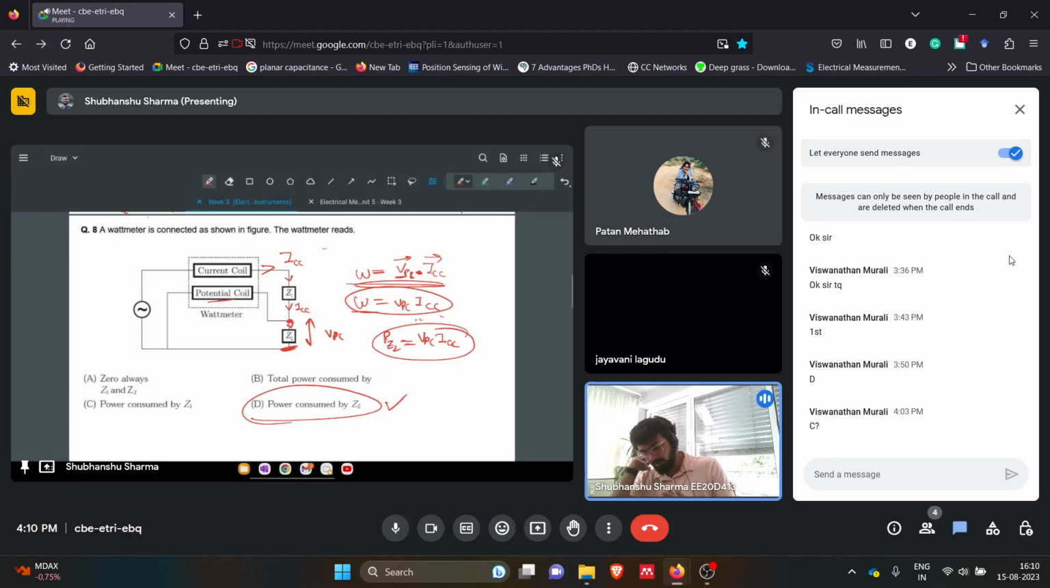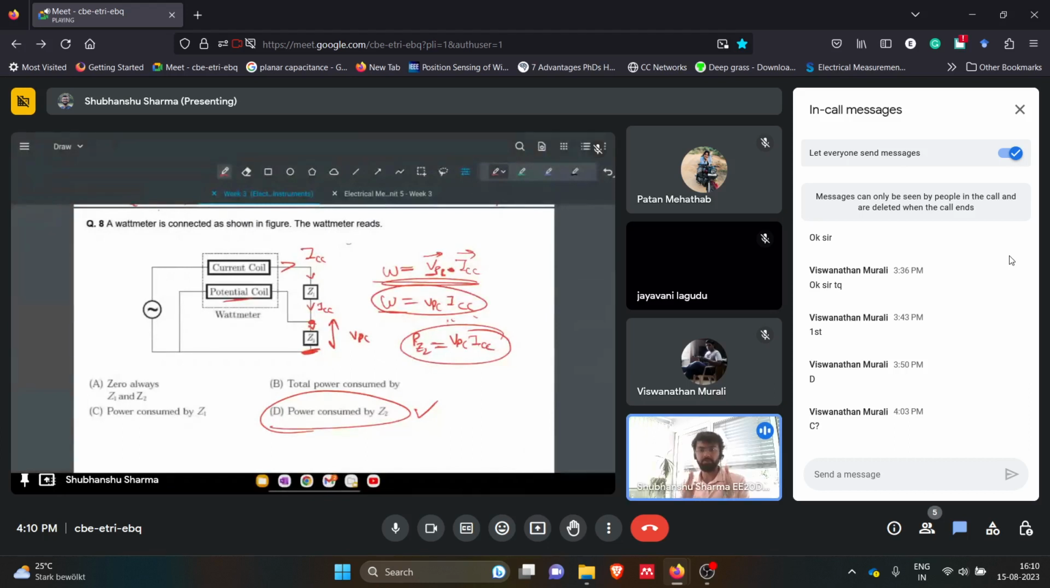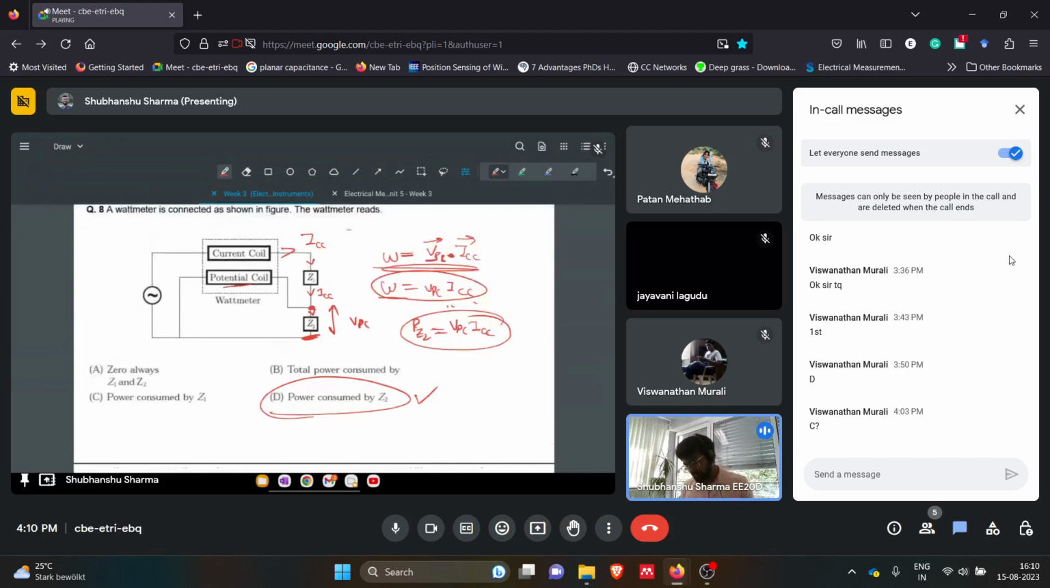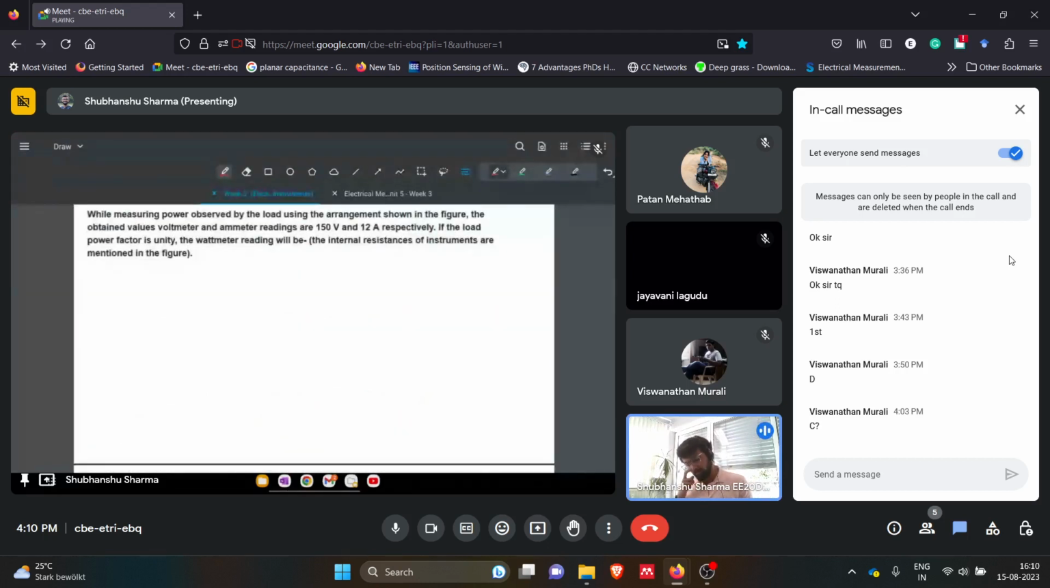So just look at the voltage across the potential coil, what element it is measuring across, and the current from the current coil. Just focus on that if you are looking at wattmeter questions. So this was the answer. Now we'll go to the next question.